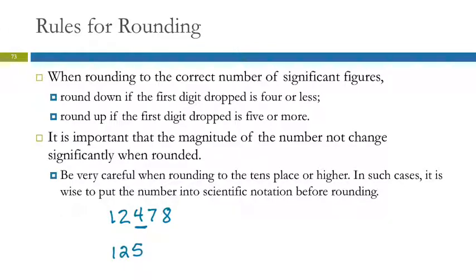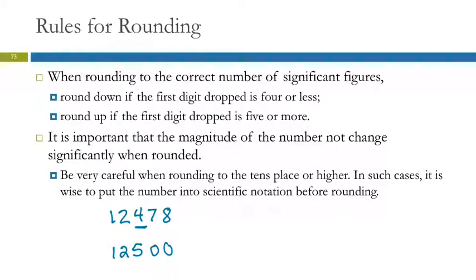You can't round 12,478 and get 125. What's missing? Some placeholder zeros. Okay, so if you don't want to use scientific notation, we're rounding here. Okay, that's fine, but then all of these places before we get to the implied decimal point have to be replaced with zeros. It's a lot safer to do it in scientific notation.